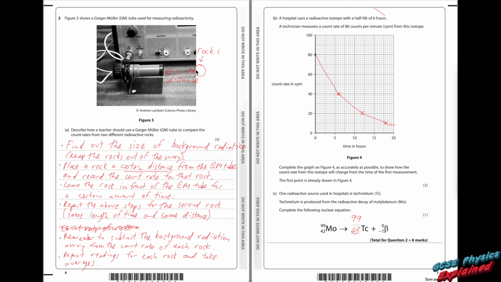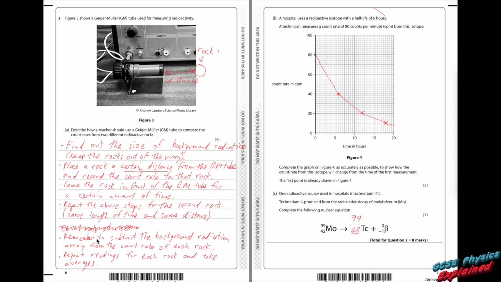Right, now take one of the rocks and place it a certain distance away from the Geiger-Müller tube. Record the count rate for that rock. Make sure that you leave the rock in front of the Geiger-Müller tube for a certain amount of time, because we'll need to do the same for the second rock. So move the first rock out the way, repeat the above steps for the second rock, leave it there for the same length of time, make sure it's the same distance away from the Geiger-Müller tube.